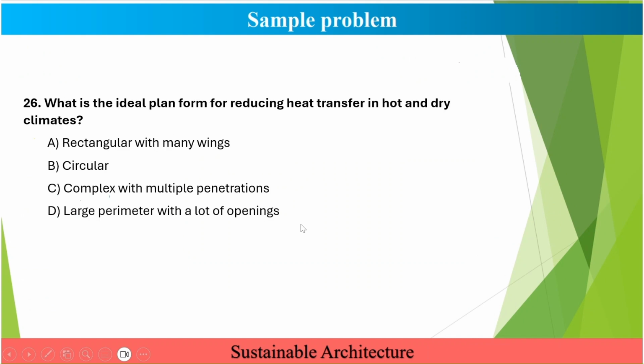So let's move to the next question. Question number 26. Try to give an answer. Circular is the ideal one, but in regular practice, it is very difficult to make circular buildings or designs. So, which kind of designs do we generally prefer? Square. The square one. Fine.